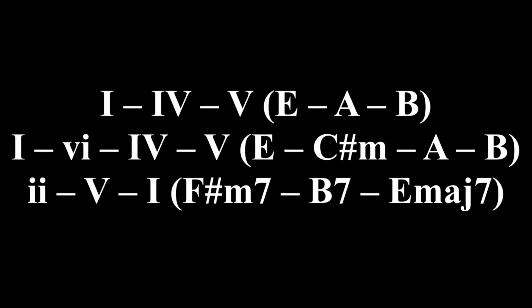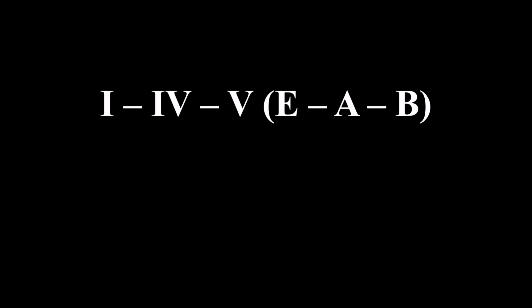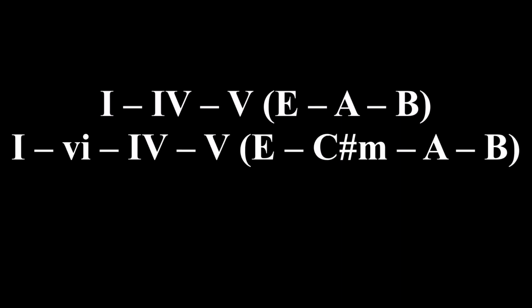Common chord progressions in the key of E major. Here are some common chord progressions that you can form with some of these chords. The 1-4-5 chord progression. The chords are E major, A major, B major. The 1-6-4-5 chord progression. The chords are E major, C sharp minor, A major, B major.